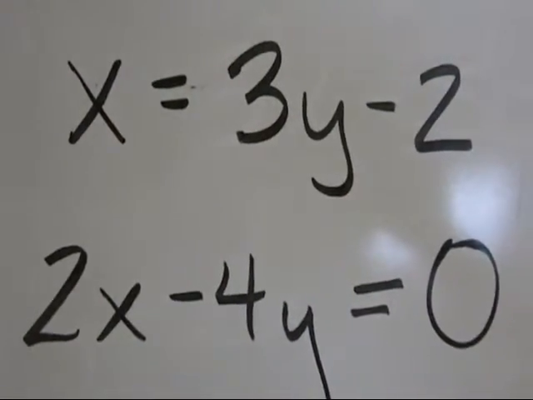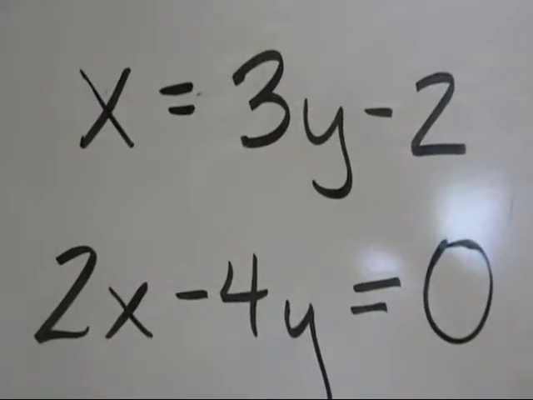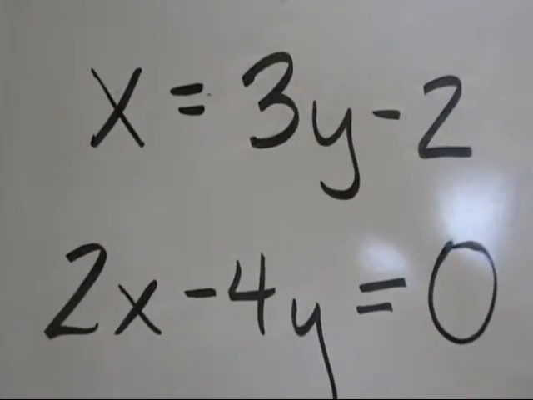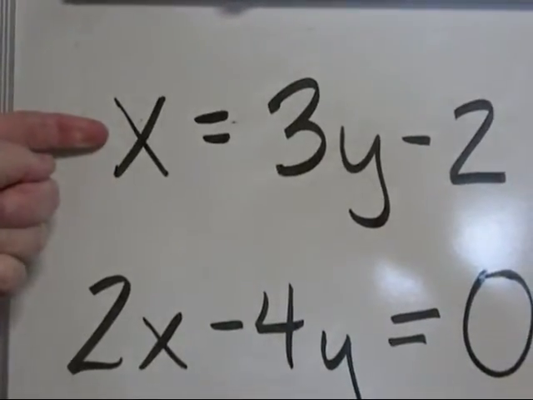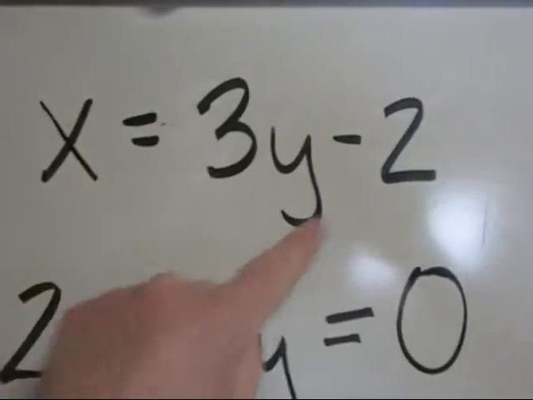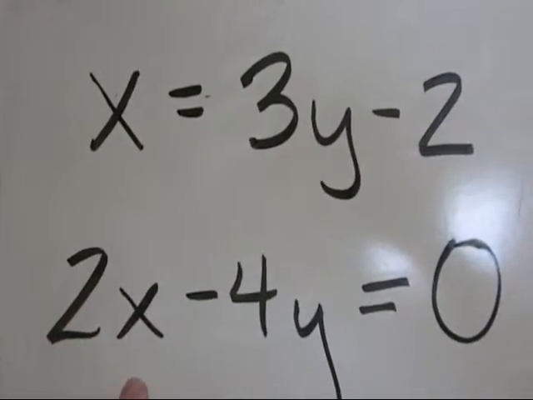Here's another example of solving simultaneous equations. I'm going to use the substitution method. The reason why I'm choosing the substitution method is if you notice in this first equation, my x is already alone. That means I can take the 3y minus 2, substitute it in for x in the second equation.